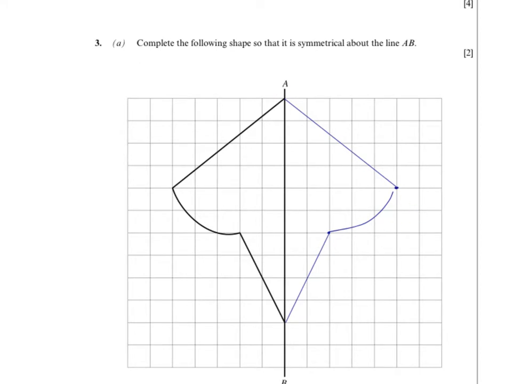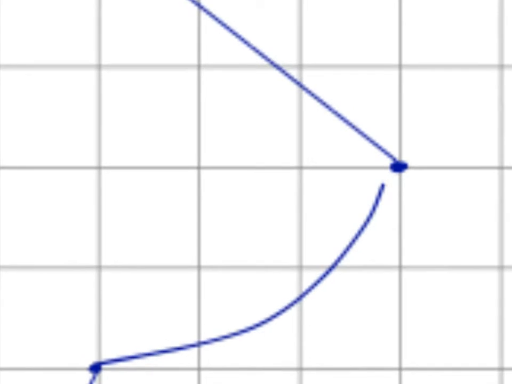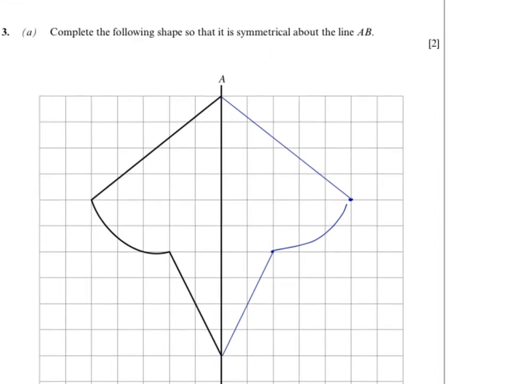I don't actually do that. Can you see, if I zoom in a little bit here, I've actually made a point there? What I do is I go and count where the points are. So this point here is 1, 2, 3, 4, 5 away from the line, so I knew it had to be 1, 2, 3, 4, 5 away from the line. This one here is 2 away, so 2 away. And then I join up all the straight lines and then do the curve.